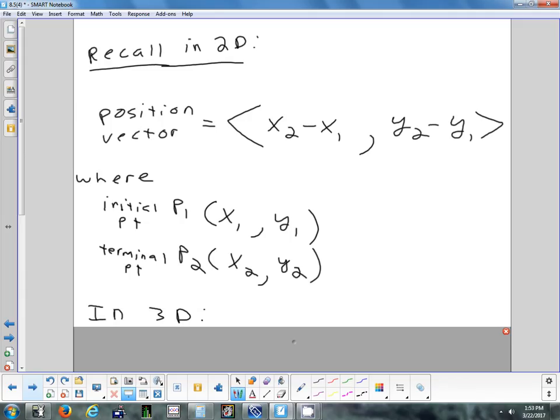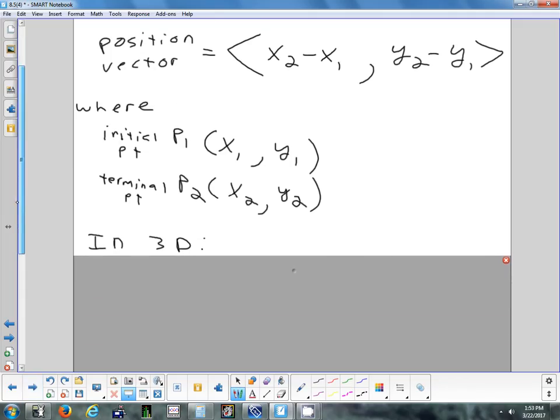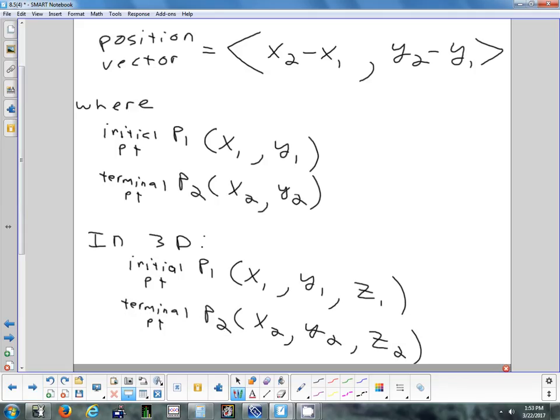Right, so you don't have to write down the recall part, because you have that in your notes when we did this already. This is the new part. The difference is when they give you an initial and terminal point, they have to give you a three-dimensional point. So it'll have an x, a y, and a z coordinate, and then an x, y, and z for the terminal point.